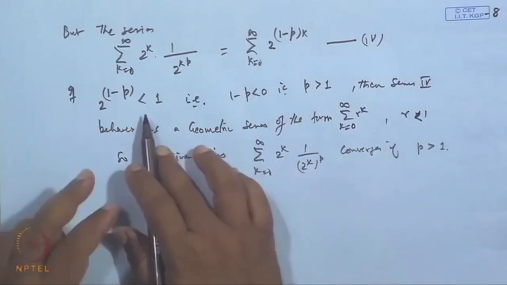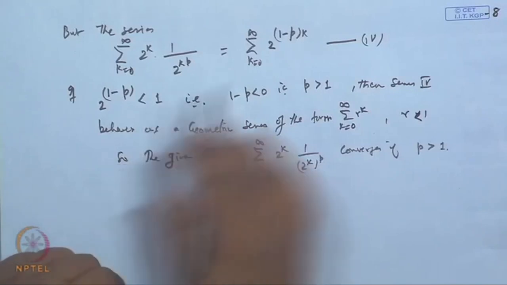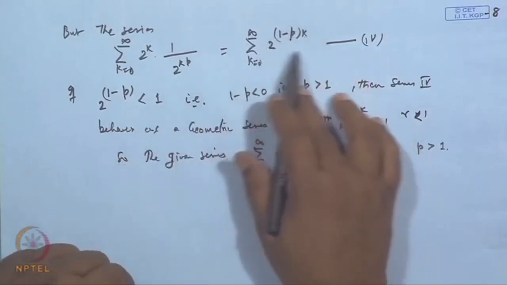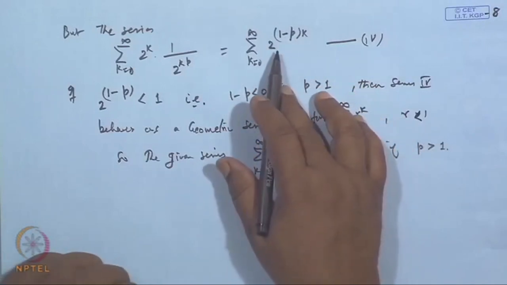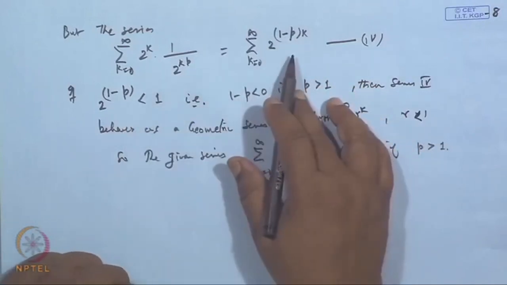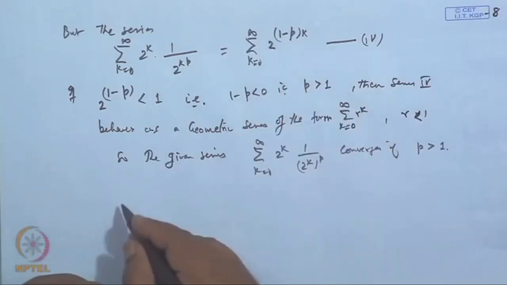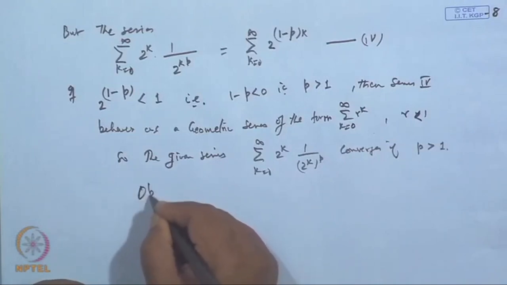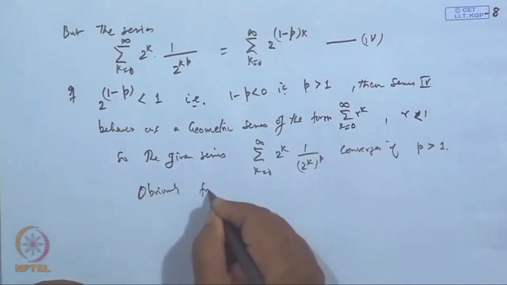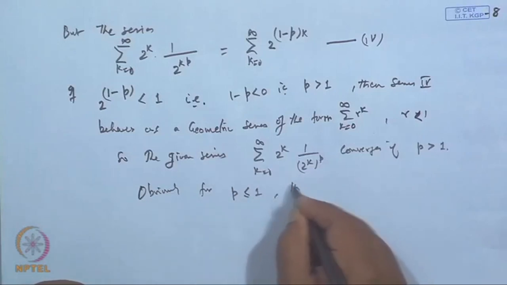And if this thing is greater than 1, obviously the limit of the nth term does not go to 0, therefore it diverges. When it is equal to 1, also it will diverge. So, otherwise, and obviously, for p less than or equal to 1, the series diverges.